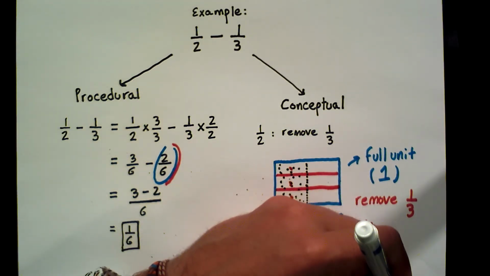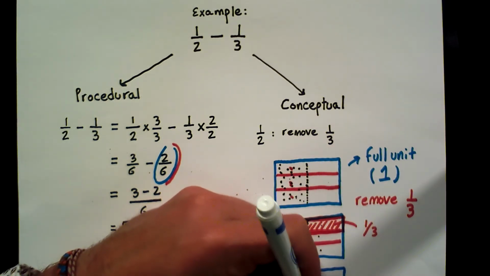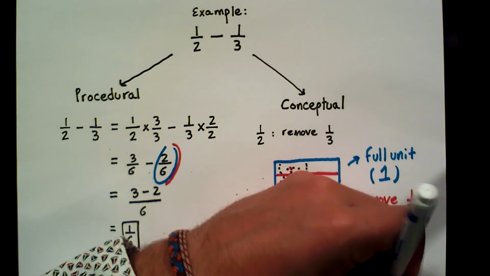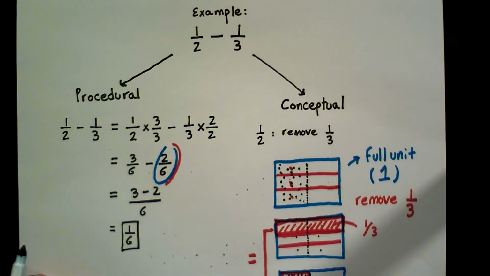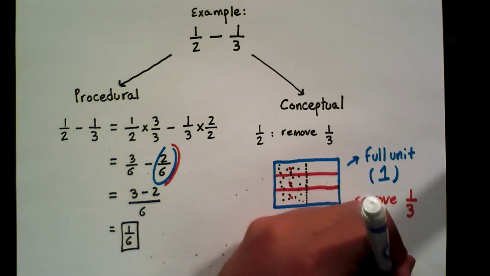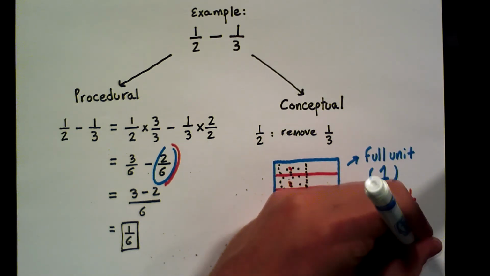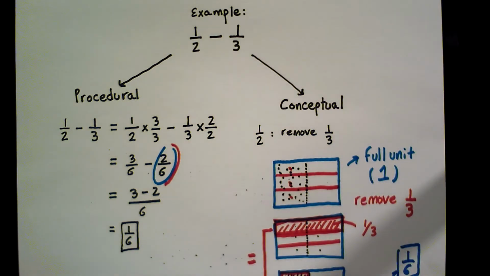So let's isolate it here, this little piece here. And now I have to ask, what is this piece? And that's also conceptual understanding. Well, the unit is divided into 6 equal pieces, and I'm just taking one. So this is 1/6. And that's the final answer.